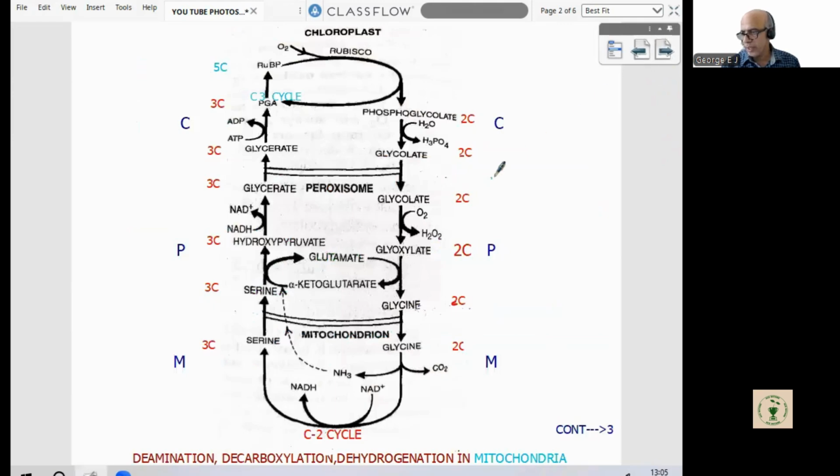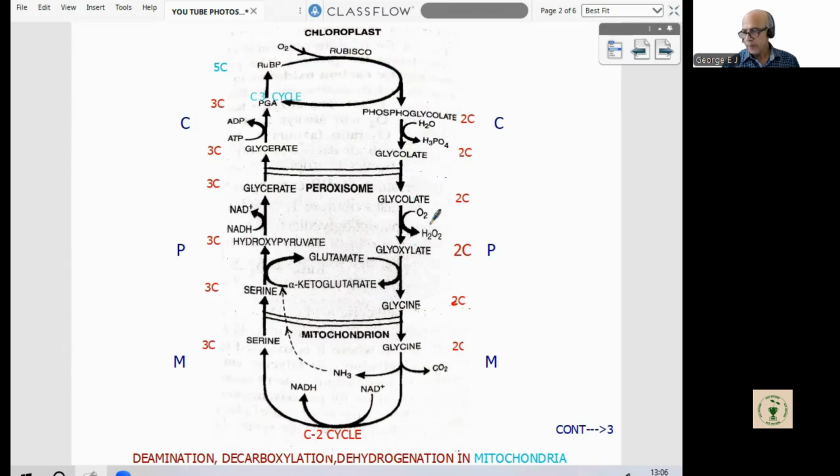On the second page, if you observe, you can find a diagrammatic representation. You can find 3 cell organelles: chloroplast, peroxisome, mitochondria. I even wrote the carbon numbers there. Starting with RuBP, the first reaction is in the chloroplast, where it couples with oxygen, photorespiration. The enzyme is oxygenase. The first product formed in the chloroplast is phosphoglycolate. It is a 2-carbon compound, hence the name C2 cycle. Phosphoglycolate will be converted into glycolate, again a 2-carbon compound. Glycolate will shift into the peroxisome.